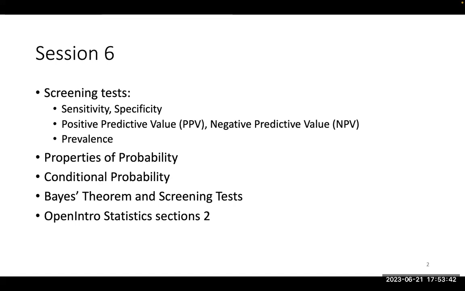Who knows the difference between the prevalence and the incidence? Prevalence is how many people in a total population at a given point, and incidence is over the course of time, how often it will occur. Correct. Very good.